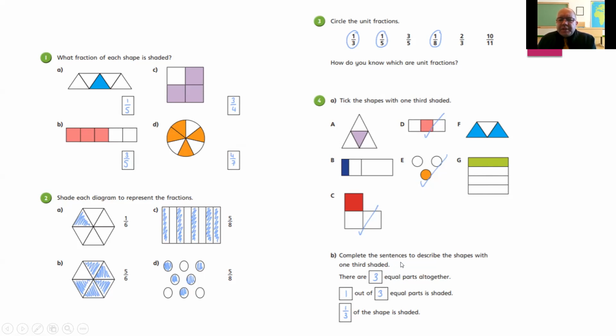And then finally, complete the sentences to describe the shapes with 1/3 shaded. So if it is a 1/3, you're looking for 3 equal parts. You're looking for 1 out of those 3 to be shaded. And so 1/3 of the shape is shaded. Okay. As I said, please make sure you mark this work before you upload it, so I can see just how well you did.